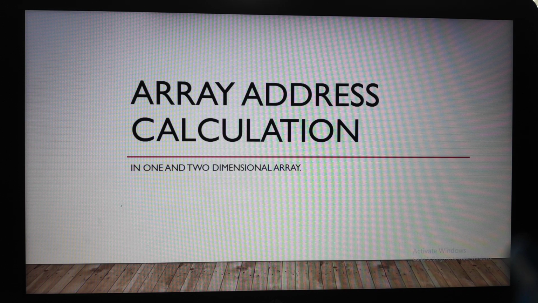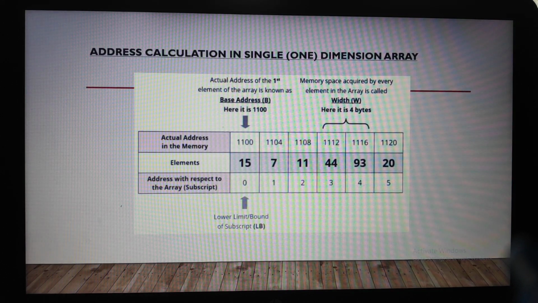To calculate the address of a particular element of an array, we use different formulas for one dimensional and two dimensional arrays. To calculate the address of an element in a one dimensional array, we take care of three things: the base address, the size of each element in bytes, that is W, the width, and the lower limit of the indexes.